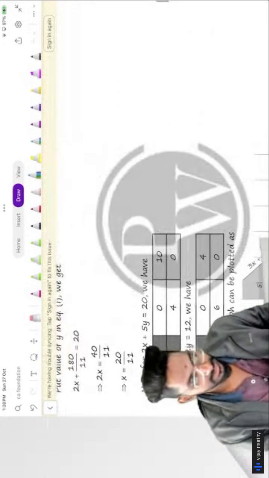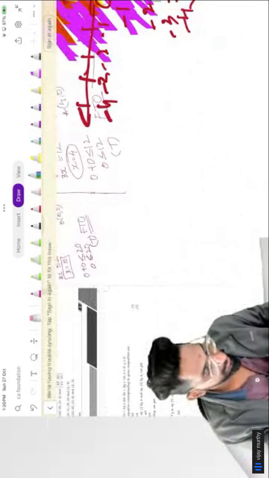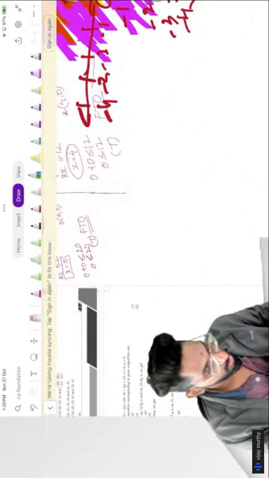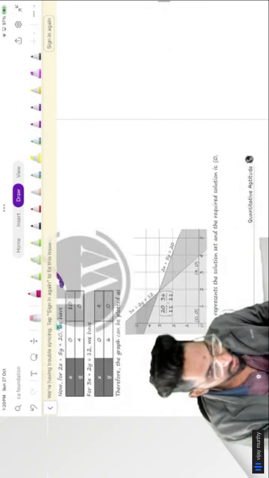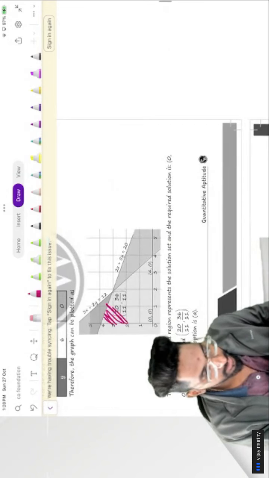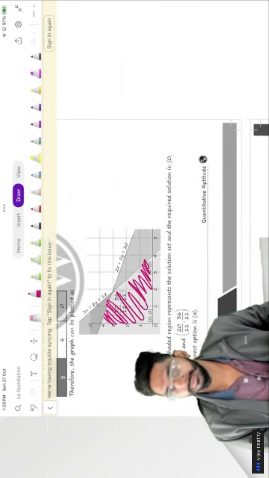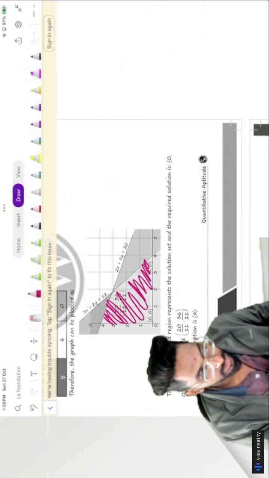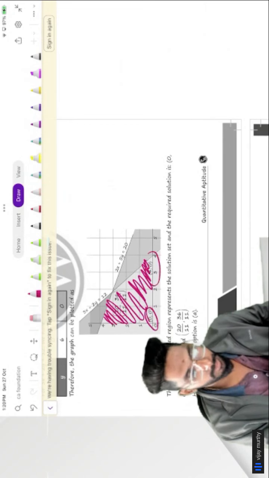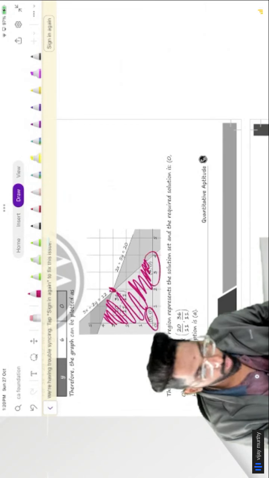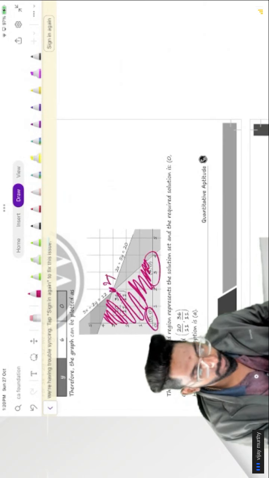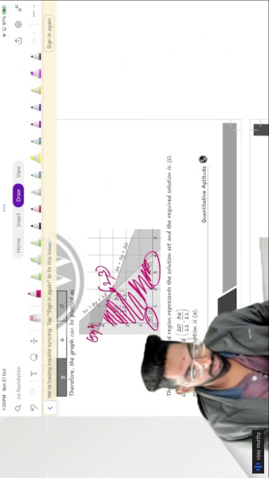If x is 0, what is the value of y? 4. And if x is 10, 2, and here it is 0, 6 and 4, 0. What is the feasible region? This is my feasible region. The feasible region points are 0, 0 and 4, 0. You have to check the values at these points. 2, 3 and the other feasible region point 0, so this is the answer. We will write that down. Okay?